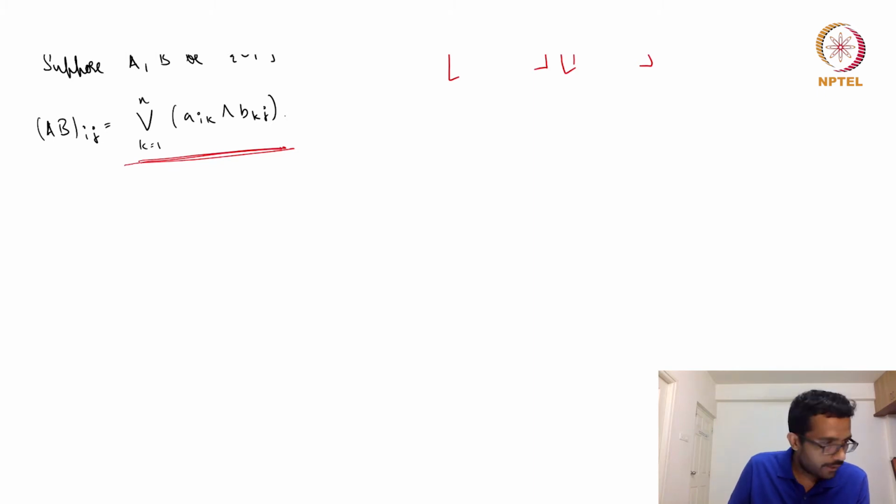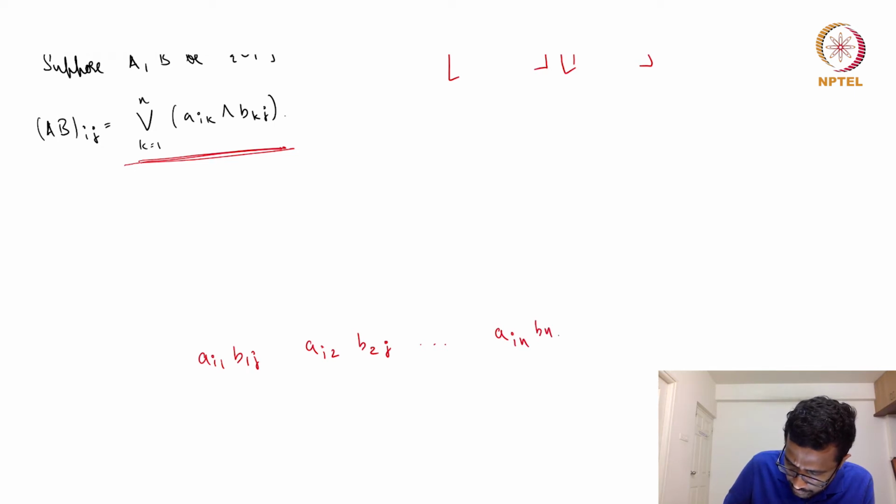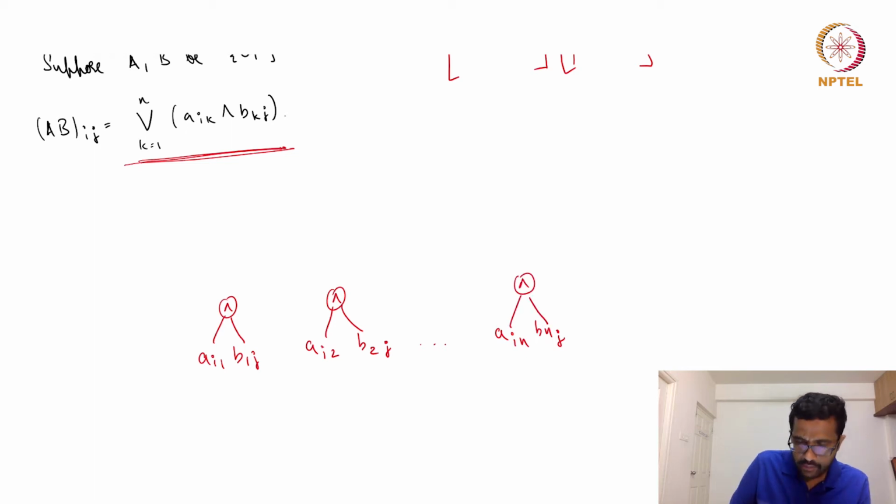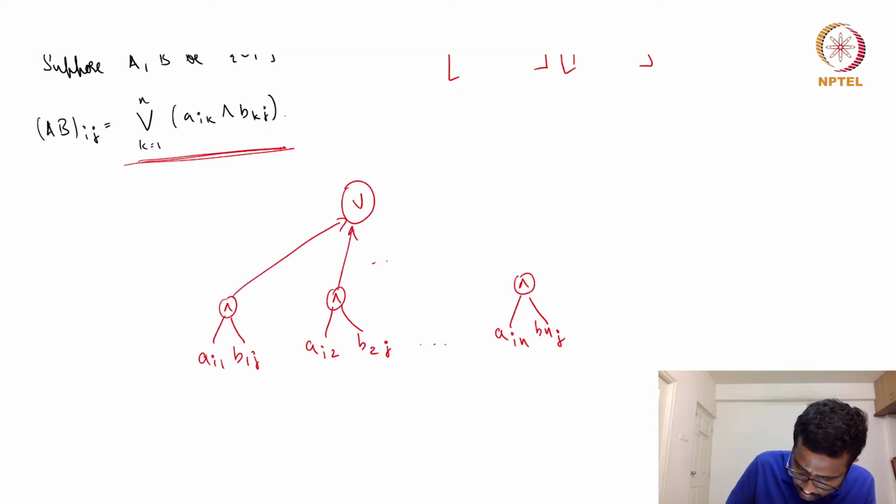So we have A_i1 and B_1j, we have A_i2 and B_2j, and so on up to A_in and B_nj. So first we have an AND of each of these pairs, right, and then we have a giant OR of all of these. And this is the output.